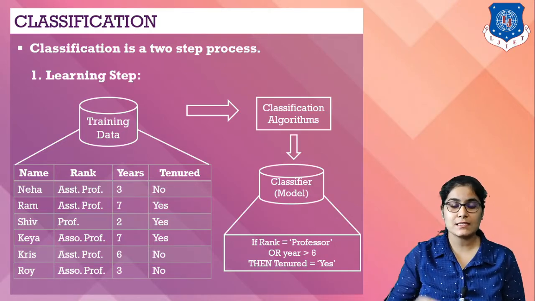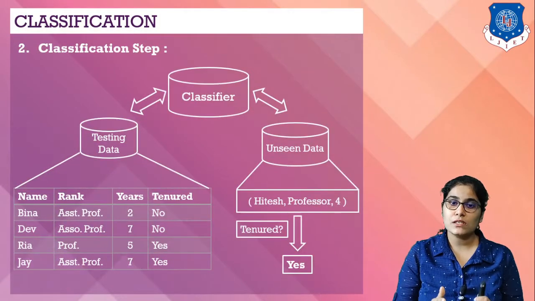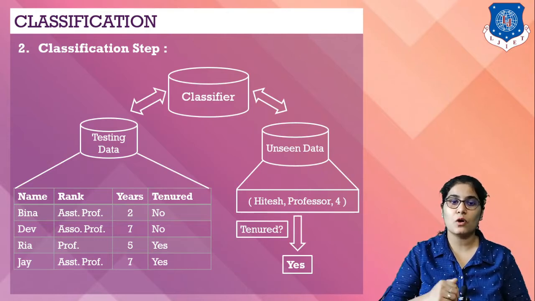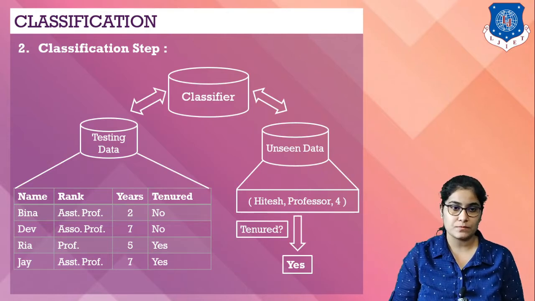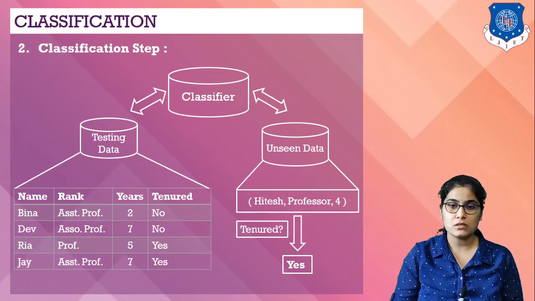Now let's discuss the second step. In the second step, the model is used for classification. First, the predictive accuracy of a classifier is estimated and then the model is used for further classification. If we were to use the training set to measure the classifier's accuracy, this estimate would likely be optimistic because the classifier tends to overfit the data.